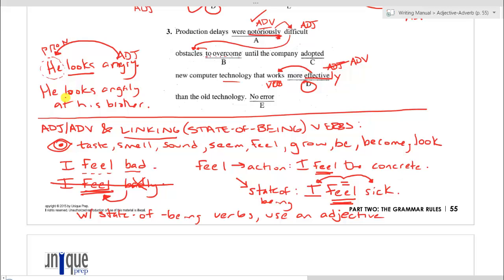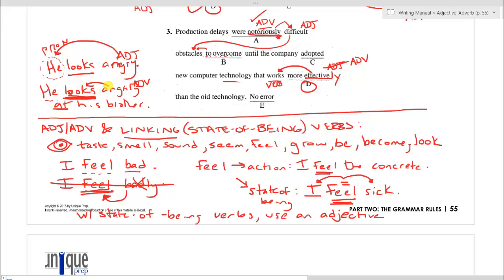But in this sentence, the looks is an active verb. We are actually describing this he doing this action of looking at his brother. So in this case, we indeed do need the adverb angrily, because in this case, the adverb is describing this action of looking. It is telling us how this dude is looking at his brother.